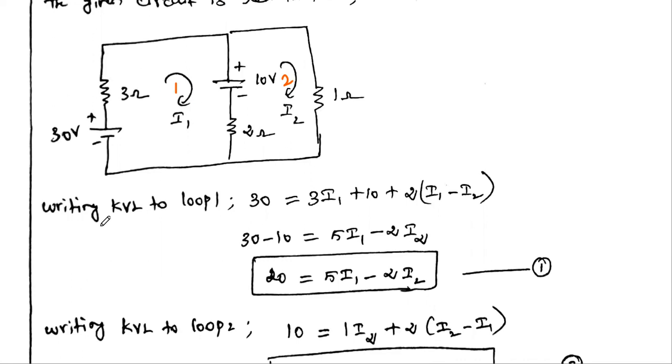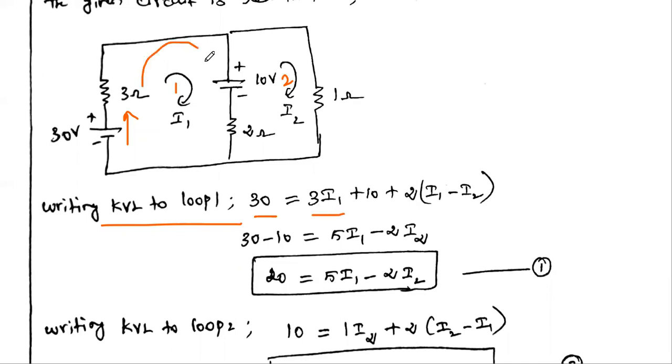KVL for the first loop. So what is the KVL for this first loop? If you are starting here, you see the battery minus to plus, it's a voltage rise. So the 30 volt rise, you write on one side, which is equal to the voltage drops. What is the current flowing through this first loop? I1. So what is the voltage drop across this 3 ohm resistor? 3 into I1.